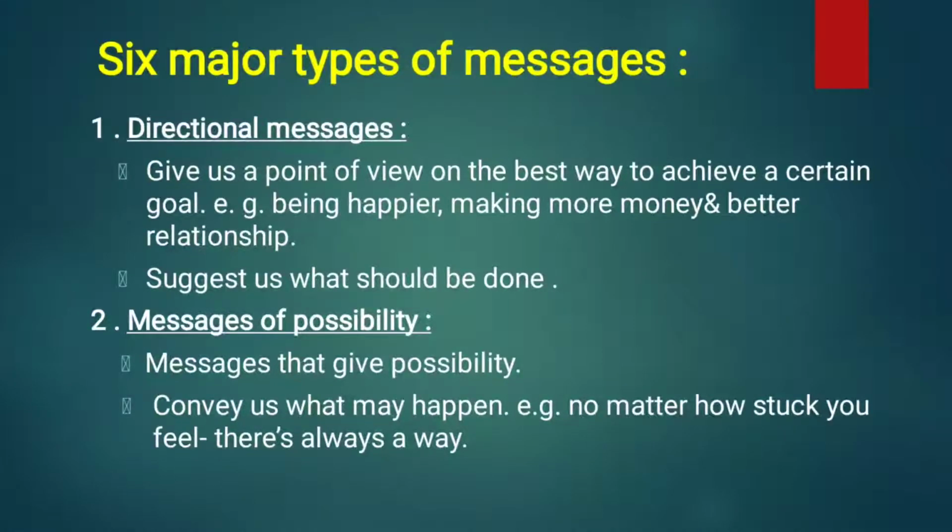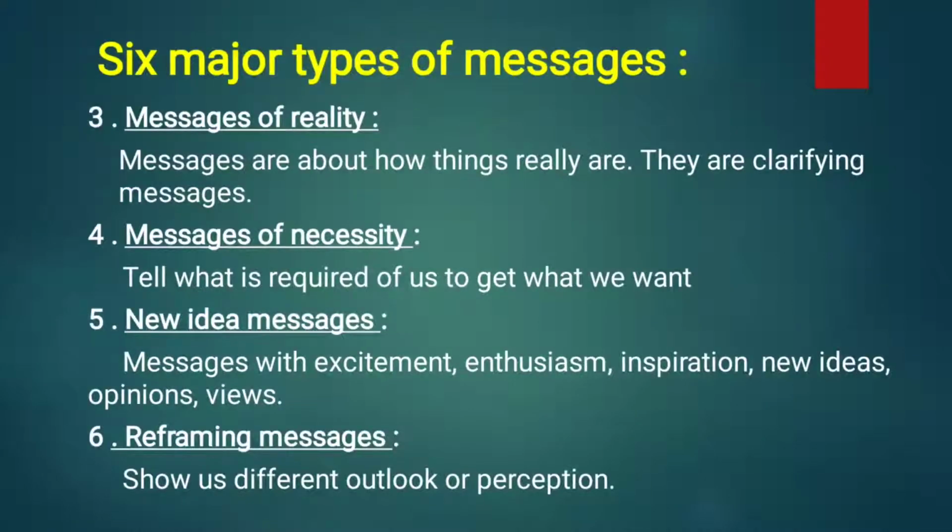Then the second one is messages of possibility. These messages give possibility. They convey what may happen. For example, if a person is stuck in something, the message will be no matter how you are stuck in something, there will be another way. This gives a possibility in future. Third one is messages of reality. These messages give us fact, reality, or clear ideas. In short, how the things are.